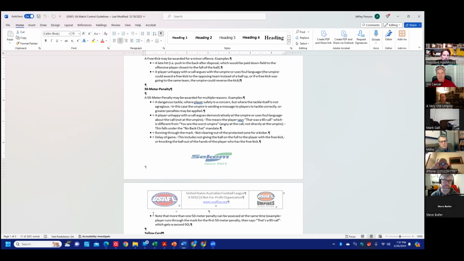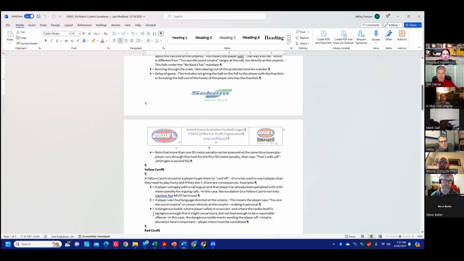Last bullet point, I'll scroll down so everybody can see it a little easier. Note that more than one 50-meter penalty can be assessed at the same time.